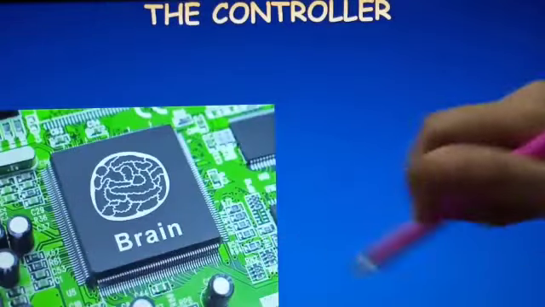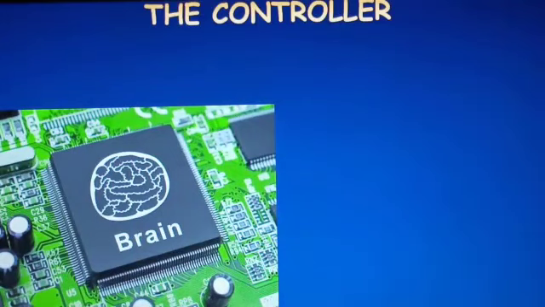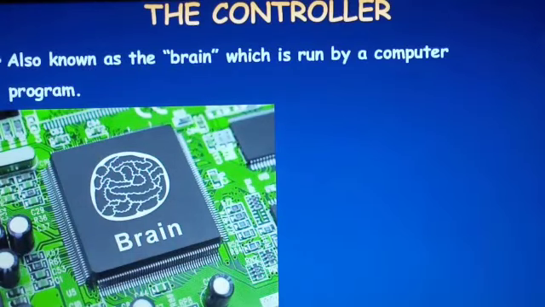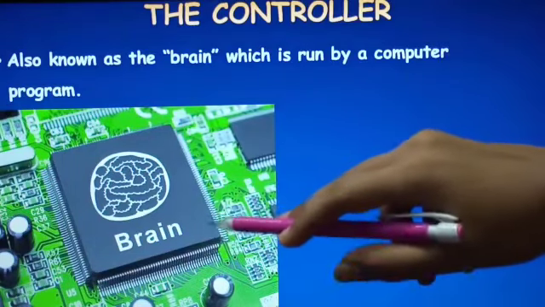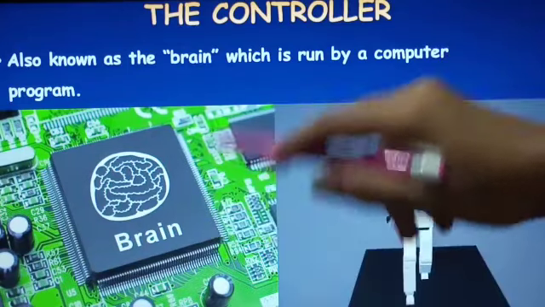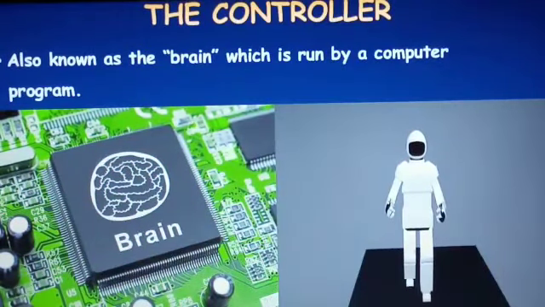The controller is also known as the brain, which is run by a computer program. The controller is called the brain of the robot. It has a computer program. The controller gives commands for moving the parts of the robot.